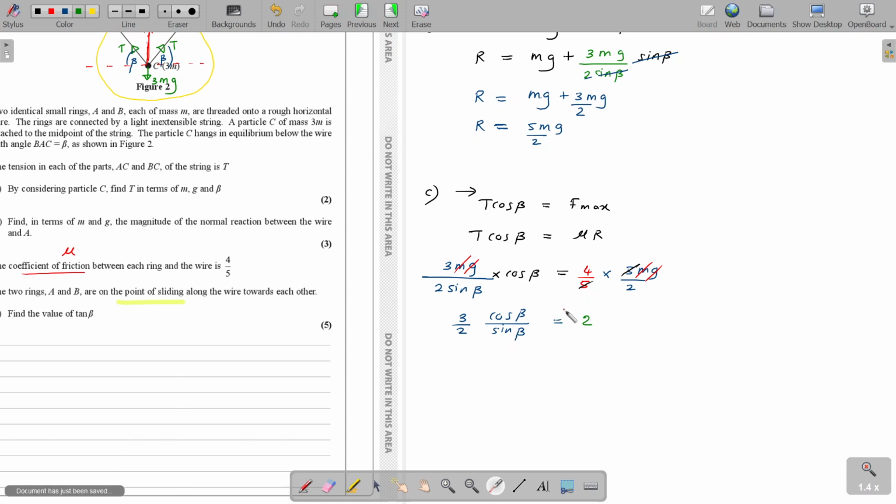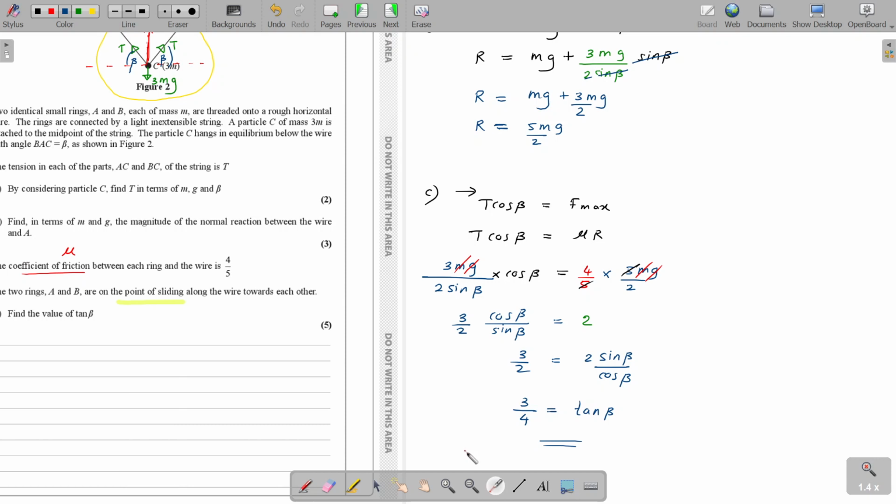So shall I take these two terms to the other side? 3 over 2 equals 2 times sine beta over cos beta, which gives me sine beta over cos beta is tan beta. I'll bring the 2 to the other side as a division. So 3, 2 multiplies with 2 to give 4. 3 over 4 is equal to tan beta.